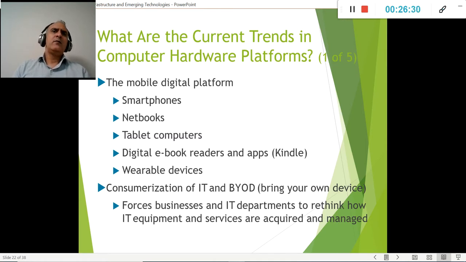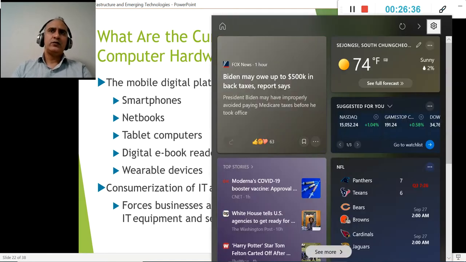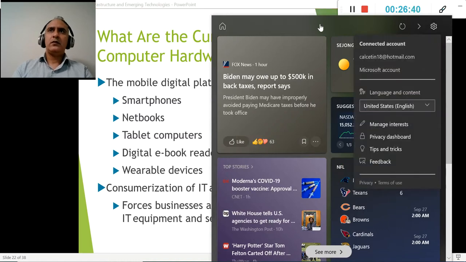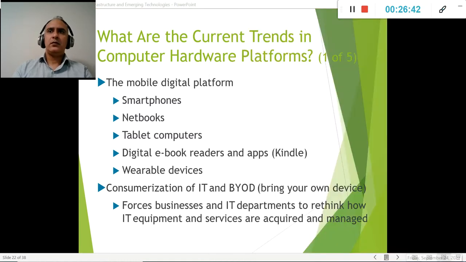And then we're talking here, for example, of the consumerization of IT and bring your own device. So, oh, sorry about that. Getting advertising. There's a button there whenever you pass the cursor over it.